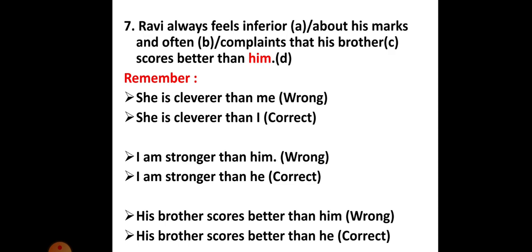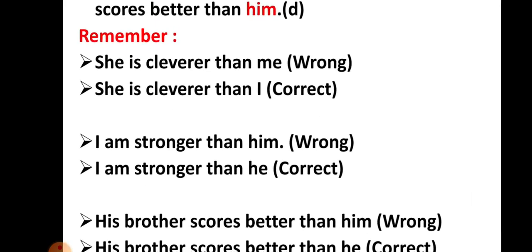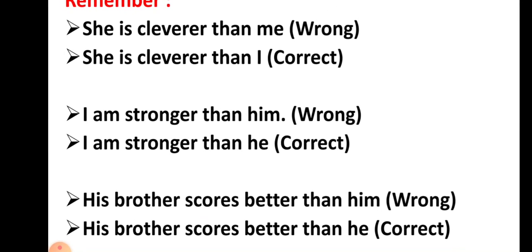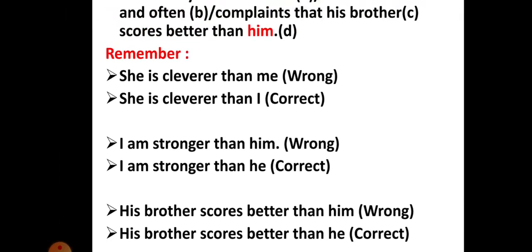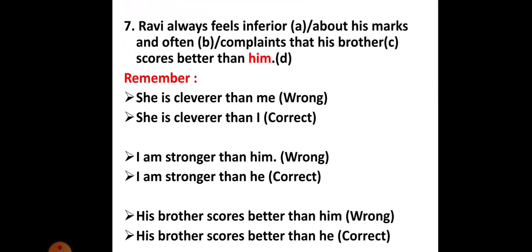We say, he is cleverer than me. No, it's not than me. It should be than I. Just remember, when you are making comparisons between two persons, you are supposed to use subjective cases, not objective cases. Fine. She is cleverer than me. Wrong. She is cleverer than I. Remember. So in that case, the correct answer here is his brother scores better than he. Remember, you are supposed to use subjective cases after the comparison. Not objective cases. Easy.